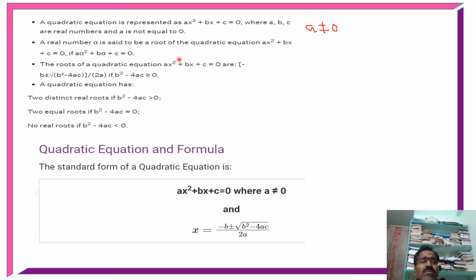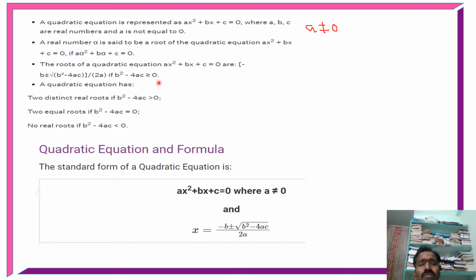At most zeros, or at most roots we can say, and a real number alpha is said to be a root of the quadratic equation ax square plus bx plus c equal to 0 if a alpha square plus b alpha plus c equal to 0. As you have learned in polynomials, if you substitute any real number alpha and the remainder is 0, that is called a root. Zero, root, solution: these three names we can use in case of a quadratic equation. In general we will use solution or roots of the quadratic equation.